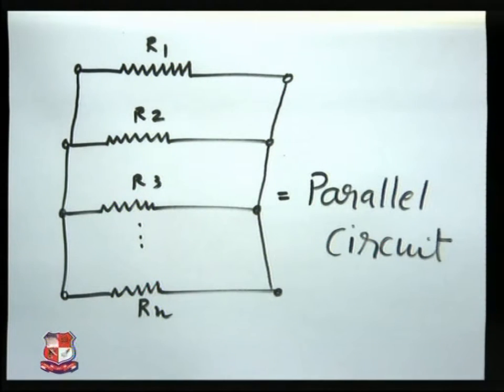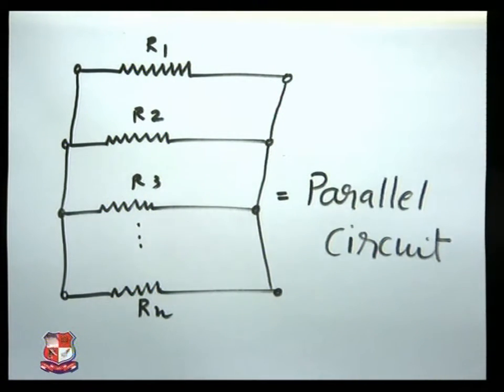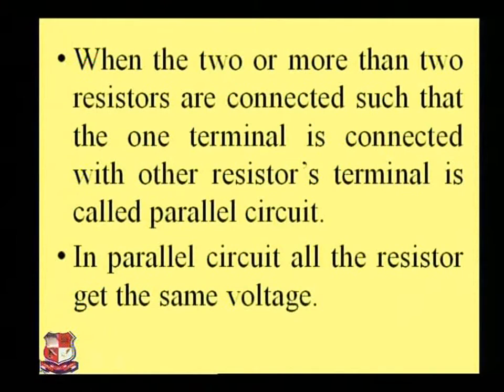So we will go through that circuit and solve for the equivalent resistance of the parallel circuit. When two or more resistors are connected such that one terminal is connected with the other terminals, it is called a parallel circuit, which I showed in the figure. In the parallel circuit, all the resistors get the same voltage. As we all know, voltage is the same for a parallel circuit, whereas the current is the same in a series circuit.